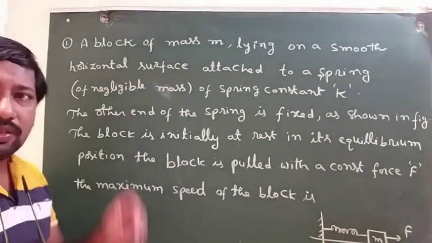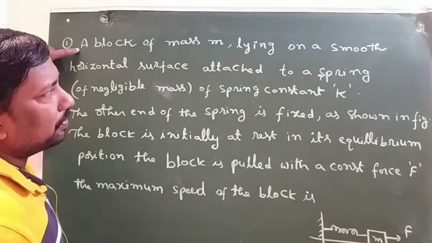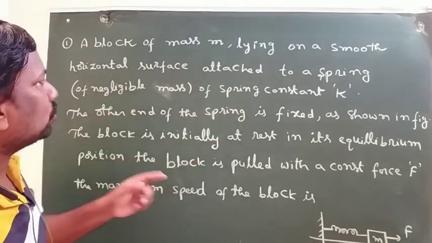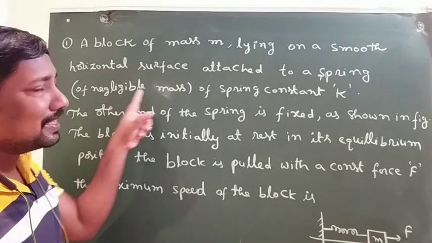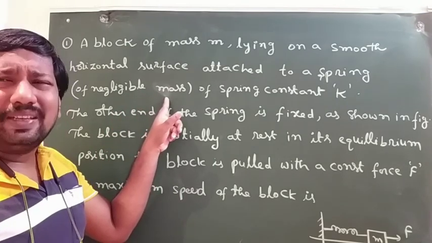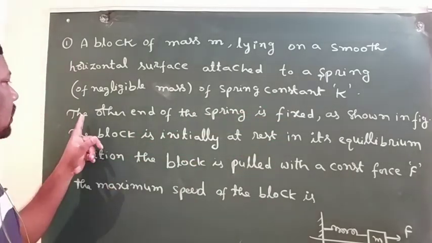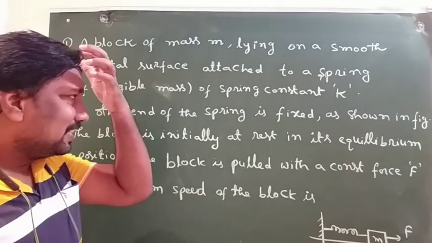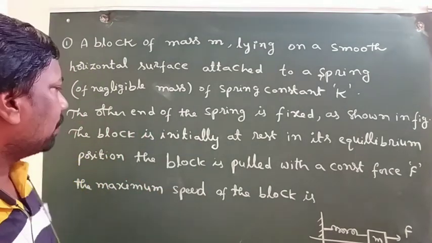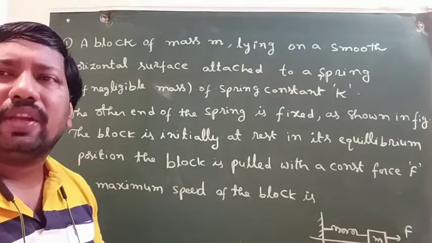So here in this first problem, a block of mass m lying on a smooth horizontal surface is attached to a spring of negligible mass. Here the spring has very little mass, it is negligible, with spring constant K. The other end of the spring is fixed as shown in the figure. The block of mass m is at rest in equilibrium.